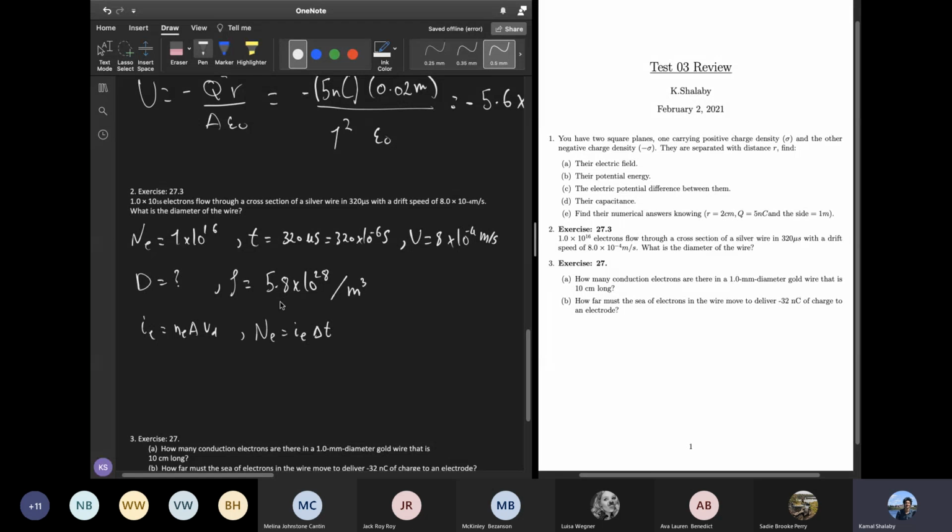So let's just start with what we have. To find the electron current, it will be equal to the total number of electrons over time. So there will be 1 times 10 to the power of 16 over 320 times 10 to the power of negative 6. Plugging that in, that will give us 32 times 10 to the power of negative 6. A big number.